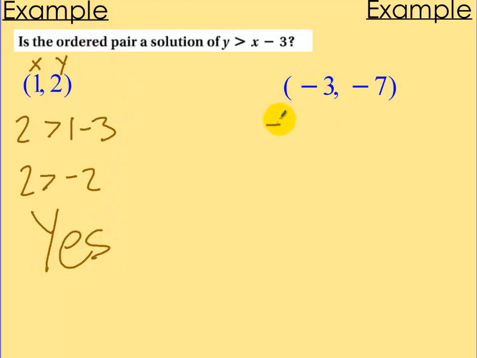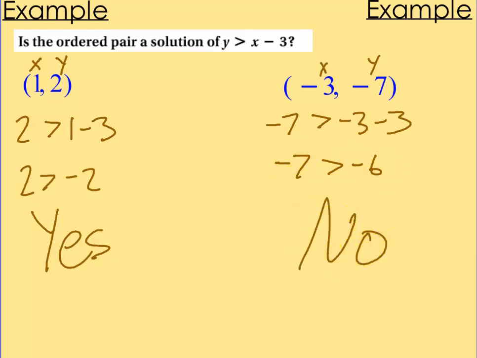Now I'll try this one. I get negative 3 for x and negative 7 for y. Negative 7 is greater than negative 3 minus 3, which is negative 7 greater than negative 6? Is it? No, it's less than. So we say no. Next one.